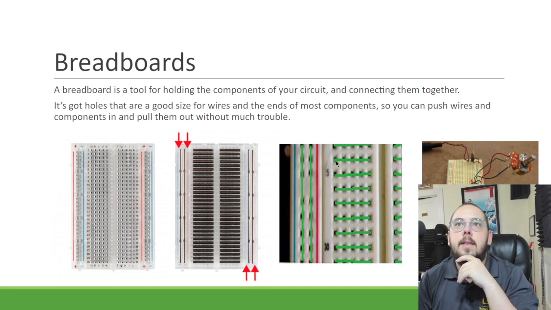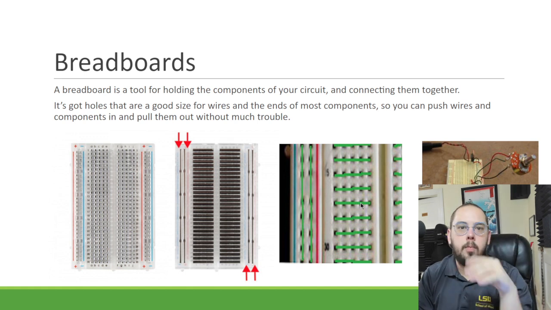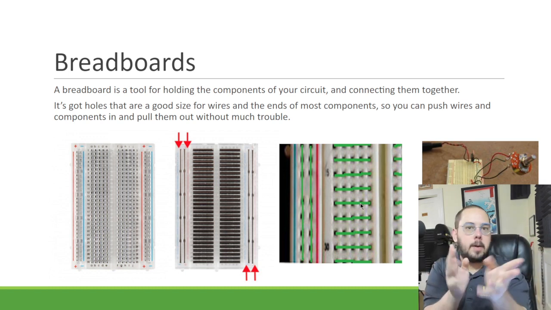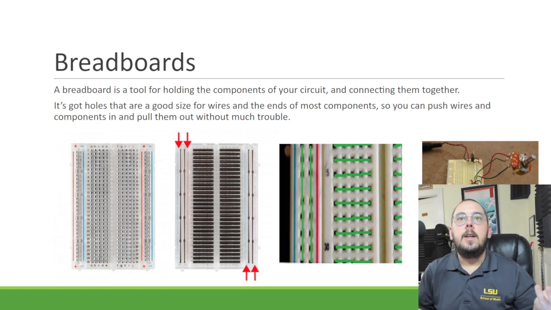So basically, these are all connected in a row right here. So if I plug the battery into right here where my mouse is, everything on that horizontal row will be connected to that power source. So I could branch off and do a bunch of different things from there.